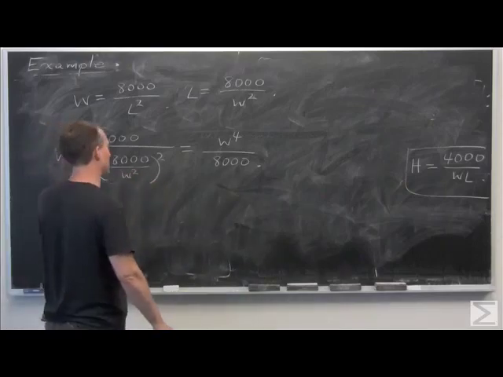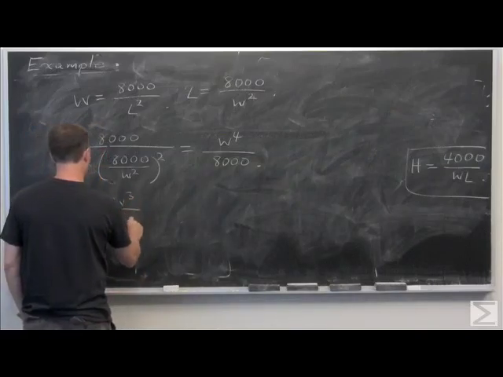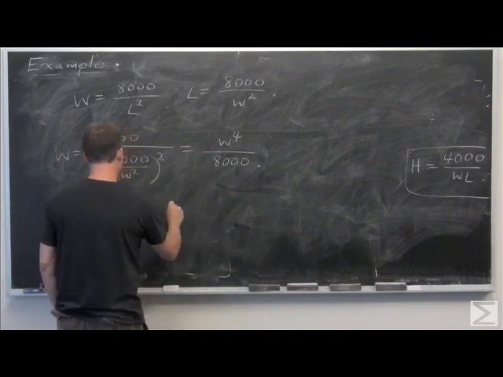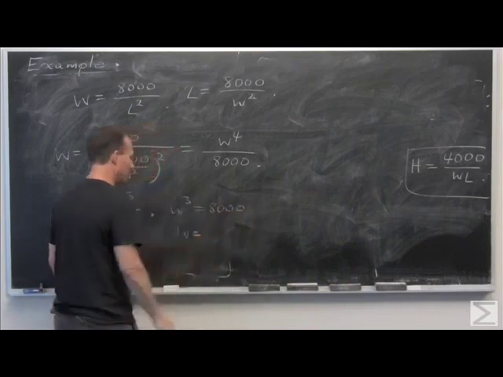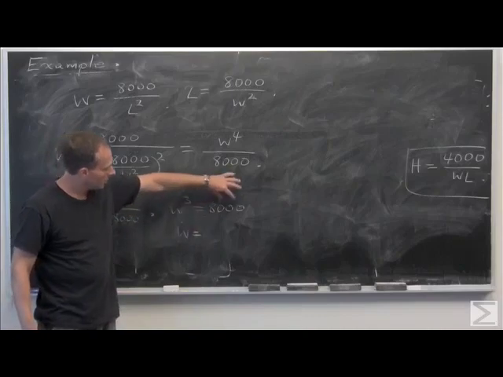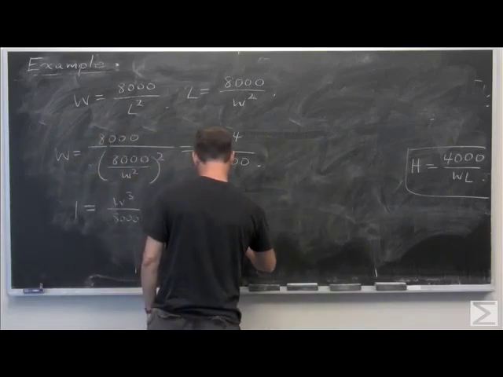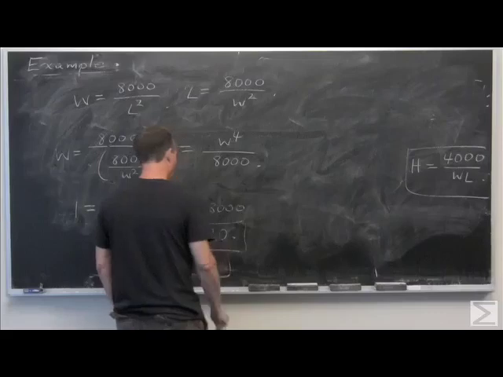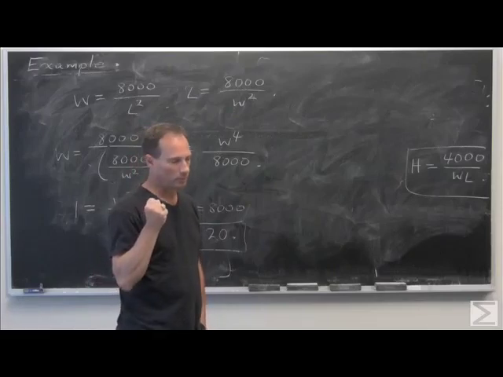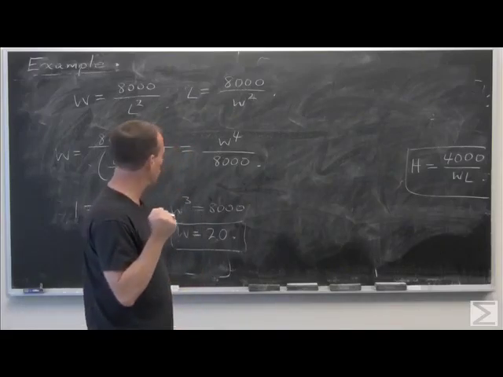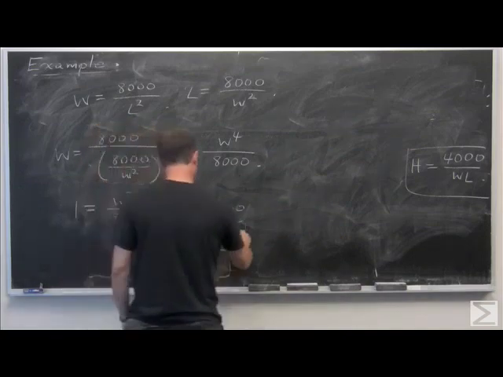W is not zero, so we can divide both sides by W and conclude that 1 equals W cubed over 8,000, or what's the same thing, W cubed is 8,000. So W is the cube root of 8,000, and conveniently this is a perfect cube. 1,000 is 10 cubed, and 8 is 2 cubed, so W equals 20. Great. W equals 20. Our units are inches, since we were in cubic inches, so this is 20 inches.